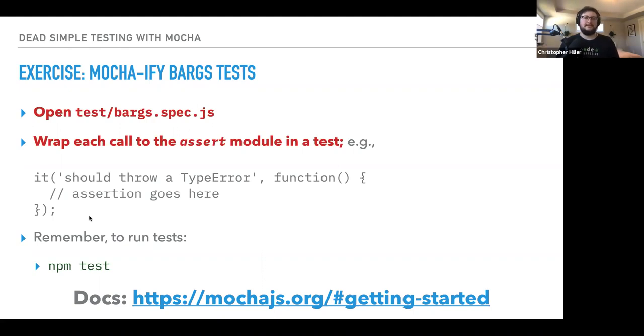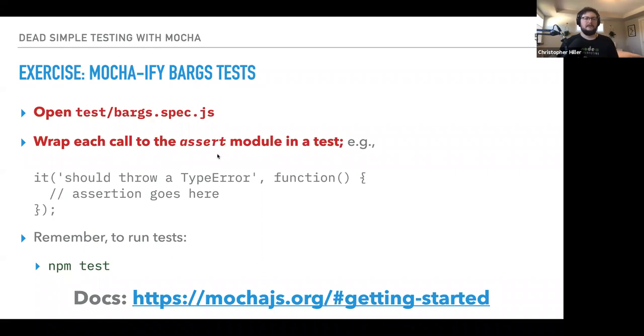Okay, great. We want to wrap the call to the assert module in a test, and it's going to look like this. That very first assertion we made about the type error, where we pass it a bare object, we're going to do something like this, and I want you to type this out. It should throw a type error, and this is the title, should throw a type error, and the body is this function. In that function, we need to put an assertion. Remember, you don't need to require Mocha or anything. You just write it. It's there when you run this with Mocha.